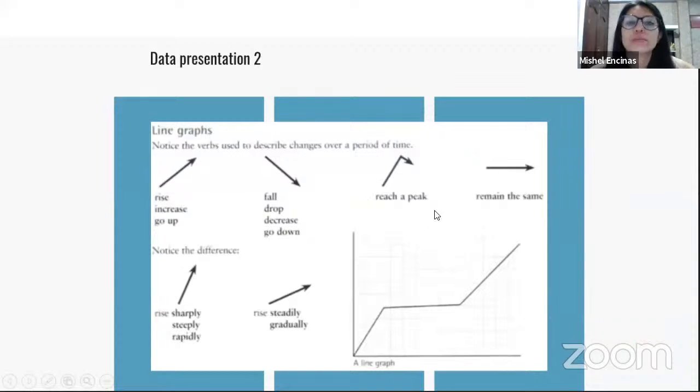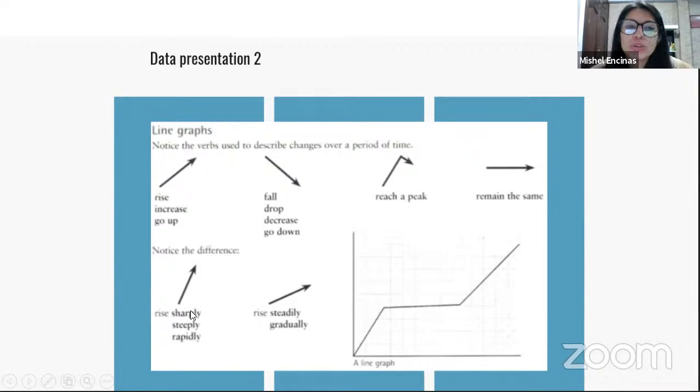Of course, going down. And reach a peak, okay? First rise, increase, go up, and then just stay there. Or maybe reach a peak and then fall, drop or decrease. Then we have remain the same, okay? Like this. And we have to notice the difference, okay? Rise sharply, steeply, rapidly, or rise steadily or gradually, okay?